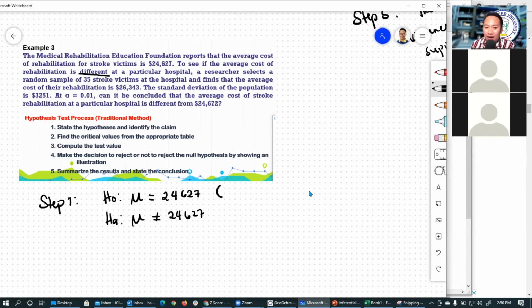Is the null hypothesis this time. Why? The Medical Rehabilitation Education Foundation reports, so this is the claim, that the average cost of the rehabilitation for stroke victims is $24,627. So the null hypothesis is the claim. Step two. Now, if you notice, we are now using the not equal to.